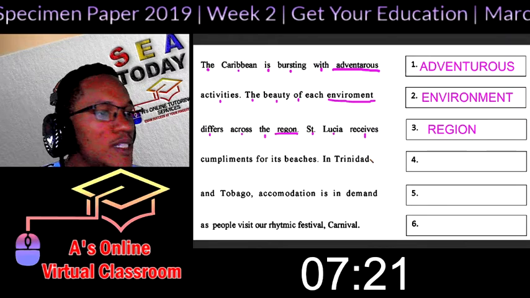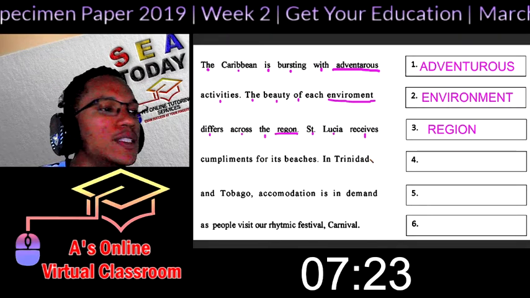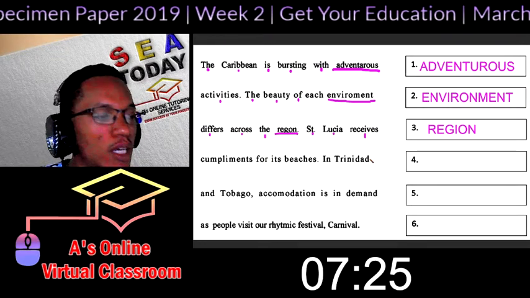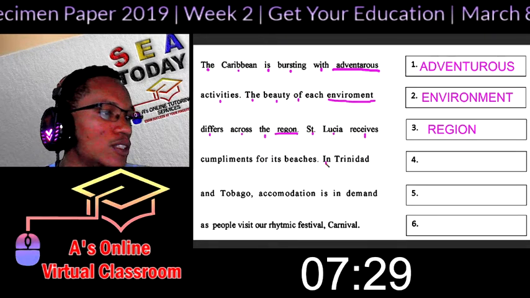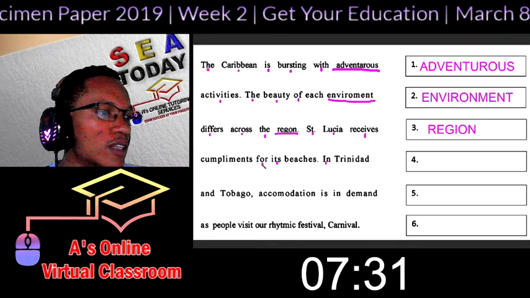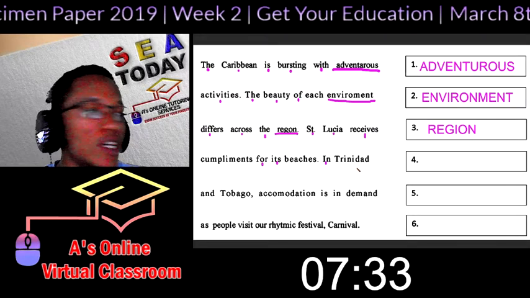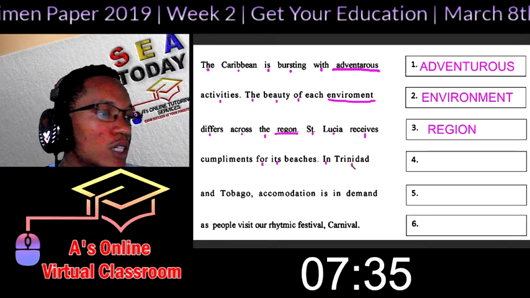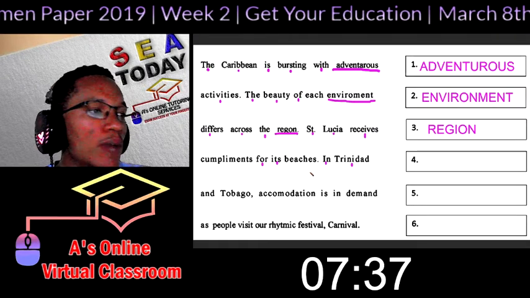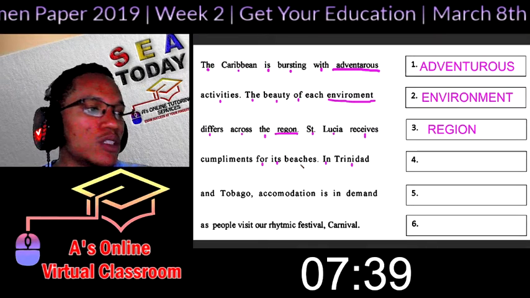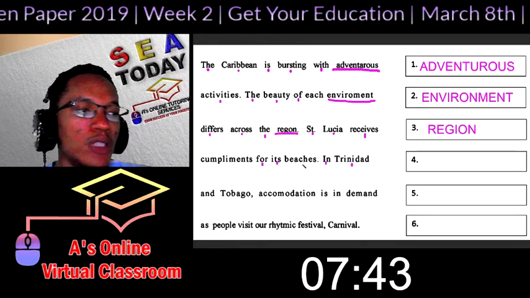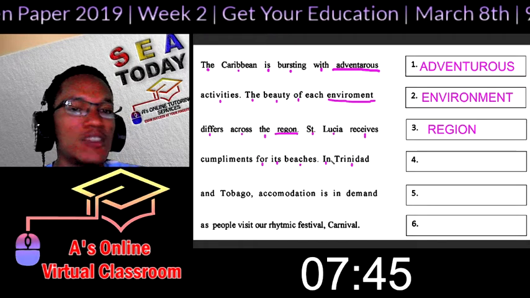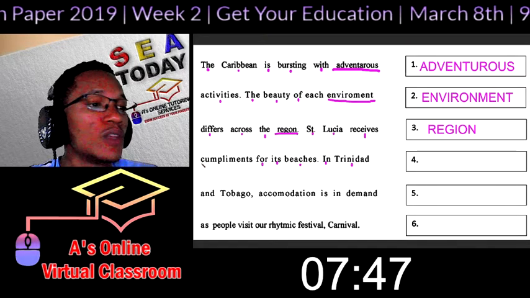Alright, so the next line, number 4. St. Lucia receives compliments for its beaches. In Trinidad, alright, so this word is spelled correct, this word and this word. For those of us in Trinidad, I hope we know that this word is spelled correct. And beaches, the plural of beach, is one of those words that we have to add es. So that is also spelled correct.